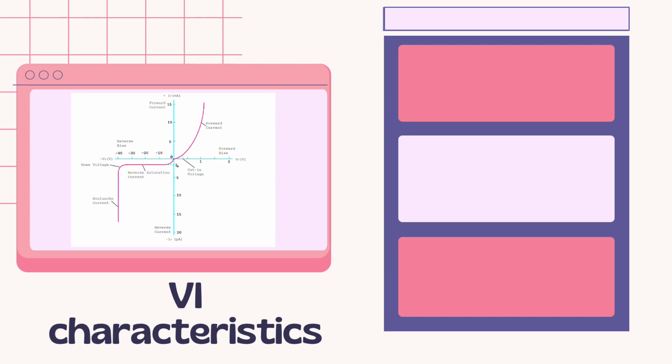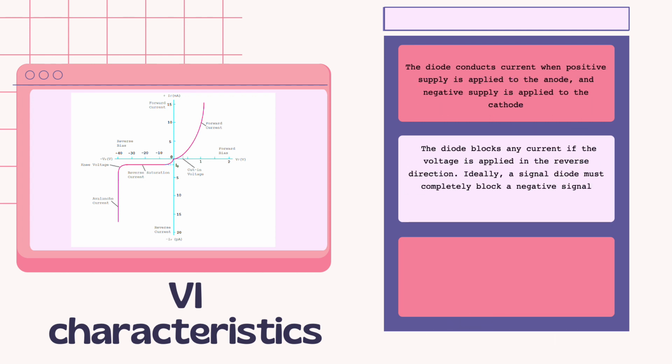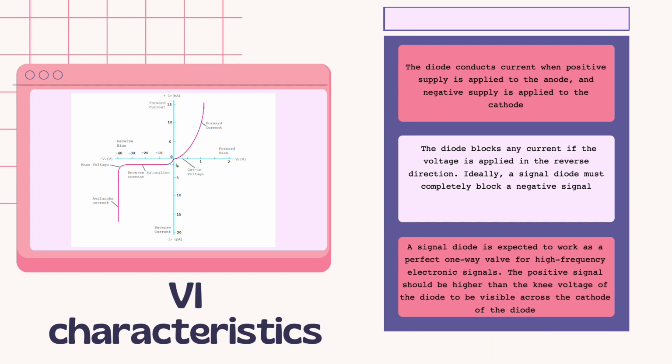Now, we are going to discuss the VI characteristics of a signal diode. The diode conducts current when positive supply is applied to the anode and negative supply is applied to the cathode. The diode blocks any current if the voltage is applied in the reverse direction. Ideally, a signal diode must completely block a negative signal. If the peak of the negative signal is beyond the Zener voltage of the signal diode, it may break and get permanently damaged.